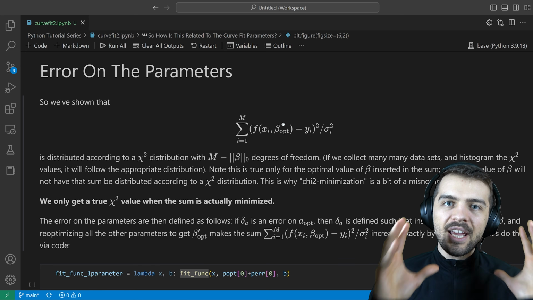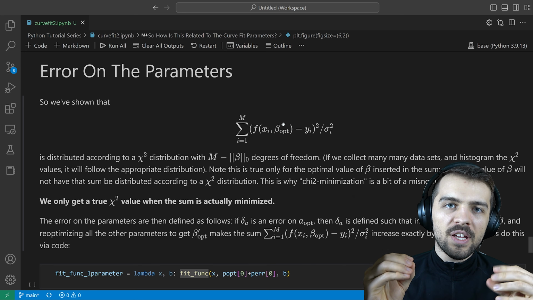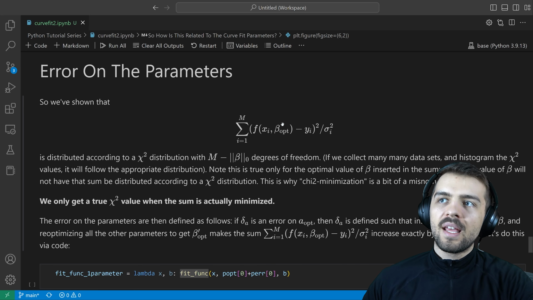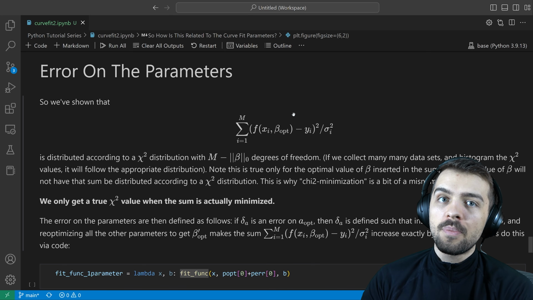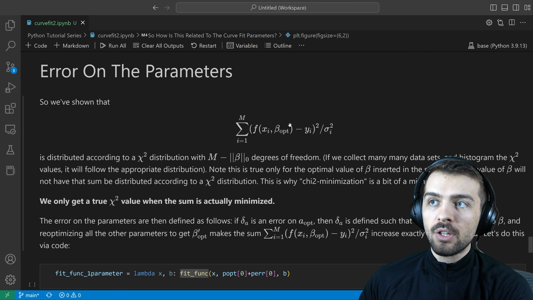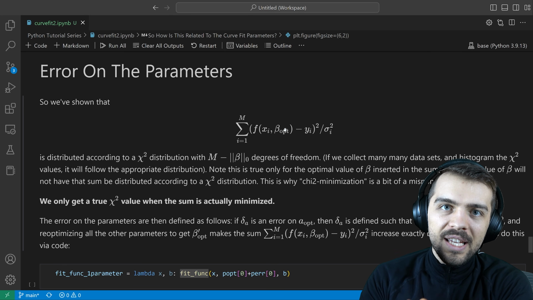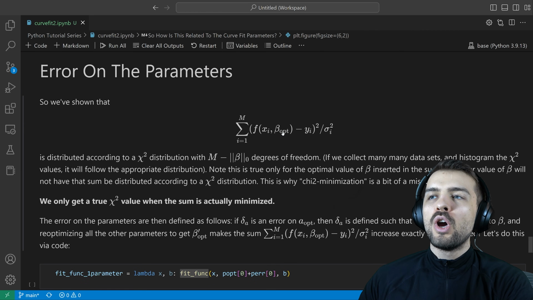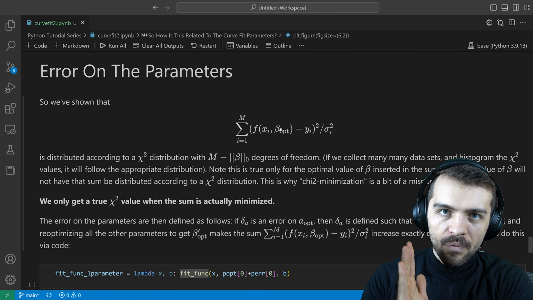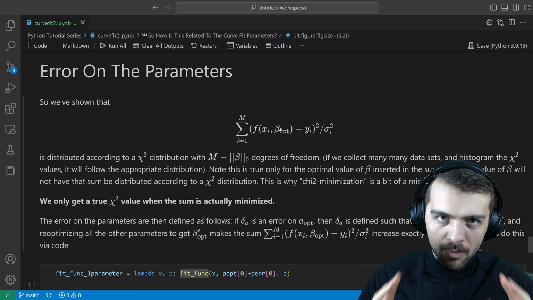So we have to take our data, do a curve fit to get the optimal value of beta. Then when I evaluate the sum, it's distributed according to a chi-squared distribution. It is not distributed according to a chi-squared distribution for some other value of beta. It's only distributed according to that distribution above here when I make this histogram when beta is the optimal value of beta. It's the optimal parameters.